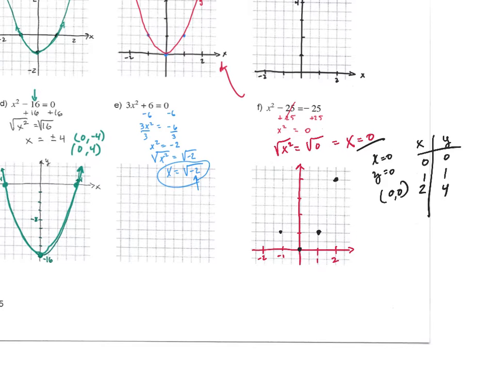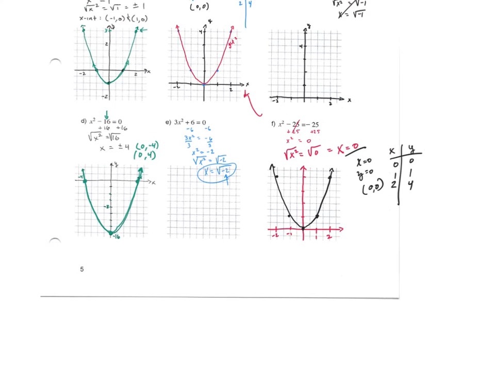So those are going to be my points. And then, of course, my symmetric points. And connect them with a smooth parabola. And there you go. We've graphed those solutions after finding them.